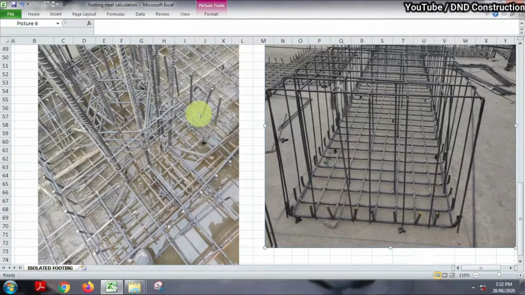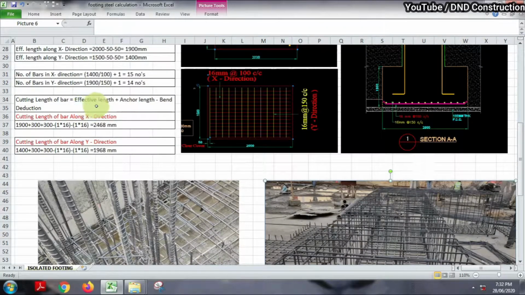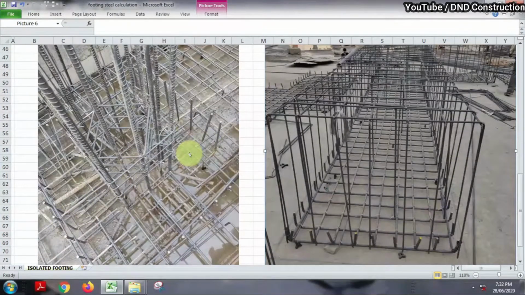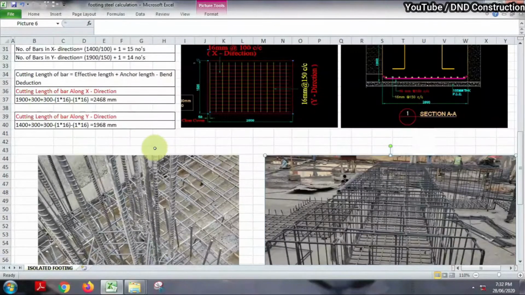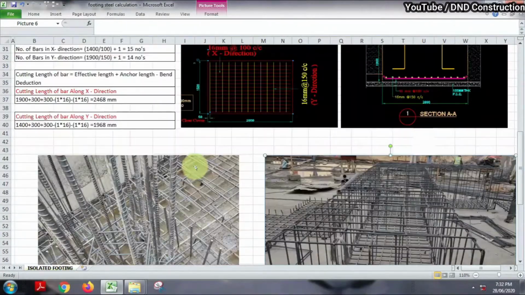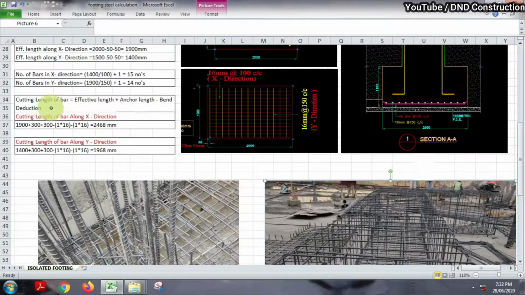For this we have the formula: effective length plus anchor length. This L is our anchor length, and then minus bend deduction. As you can see, these two are bent, so we need to do bend deduction also to calculate an accurate cutting length. So this is the formula for cutting length of bar: effective length plus anchor length minus bend deduction.